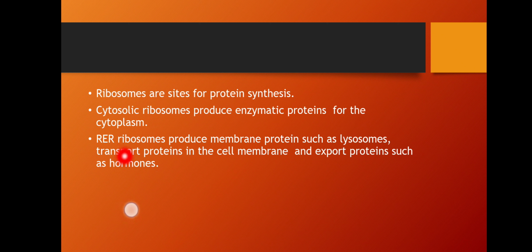Then the rough endoplasmic reticulum ribosomes produce membrane proteins such as lysosomes, transport proteins in the cell membrane, and also export proteins such as hormones. So these tend to produce proteins that function as membrane proteins, that is the organelles within the cell, also as transport proteins found within the same cell membrane, as well as proteins that are supposed to work elsewhere, such as hormones. All these come from the ribosomes on the rough endoplasmic reticulum.